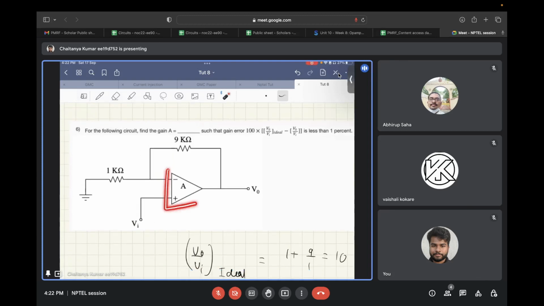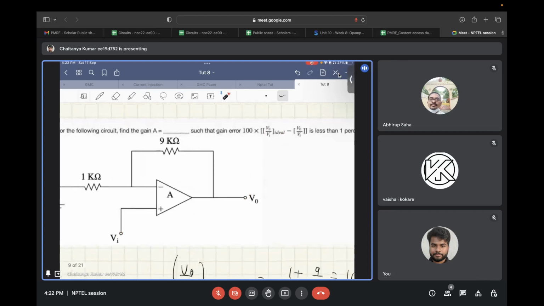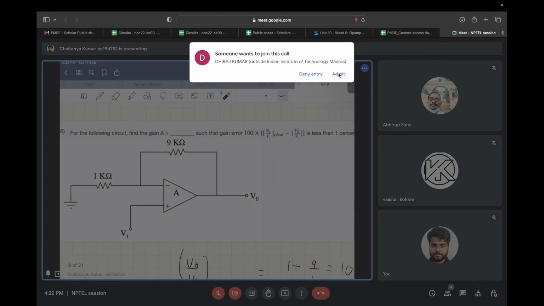Now in this question, you have a non-ideal op amp that is connected in a non-inverting feedback configuration. What you need to do is find the gain of this op amp such that 100 times the ideal gain from input to output minus the real gain from input to output is less than 1%. So for that you need to find out the gain. Please try it out.